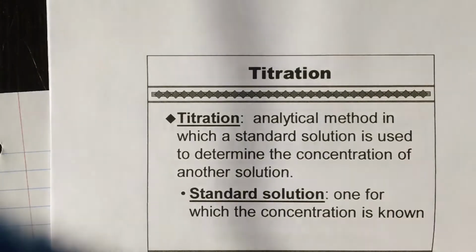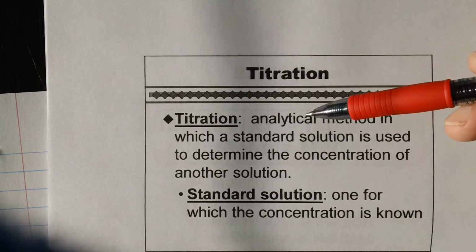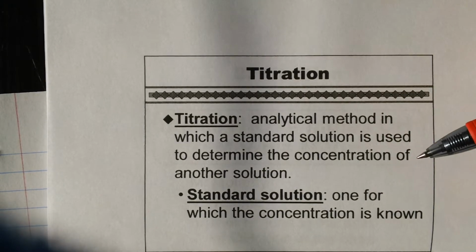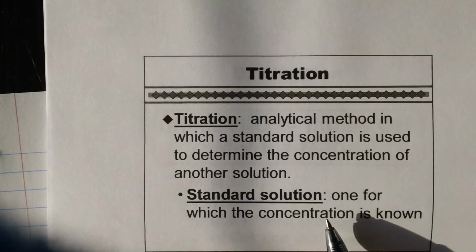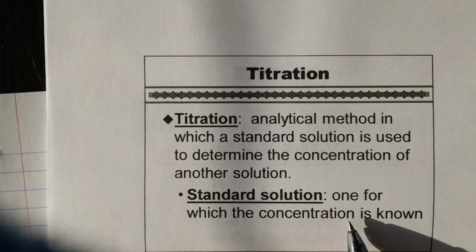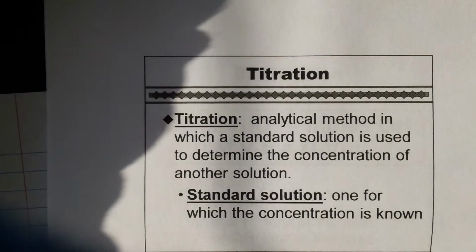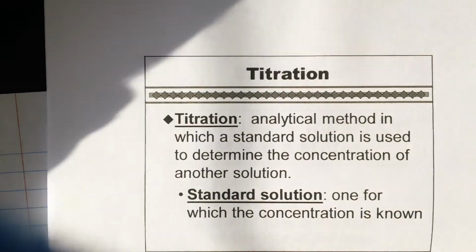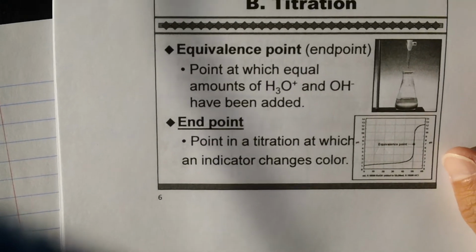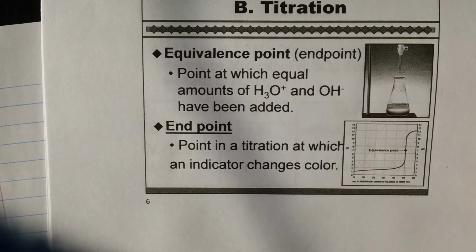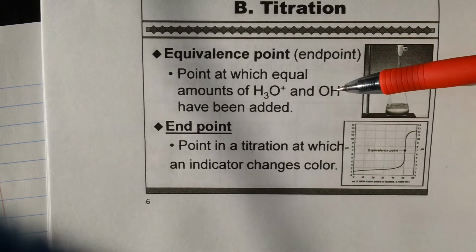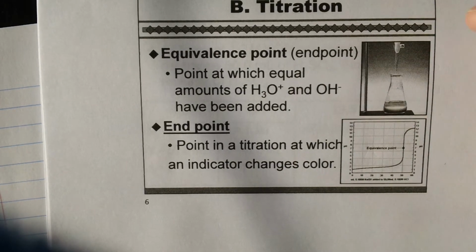So here's the official definition. This is a method where we use a standard solution and we determine the concentration of another solution. And so the standard solution, that's not a terrible definition, that's the one we know the concentration of. What we're looking for in any titration is what we call an equivalence point. The equivalence point is the point at which the acidic and the basic particles are equal to each other.